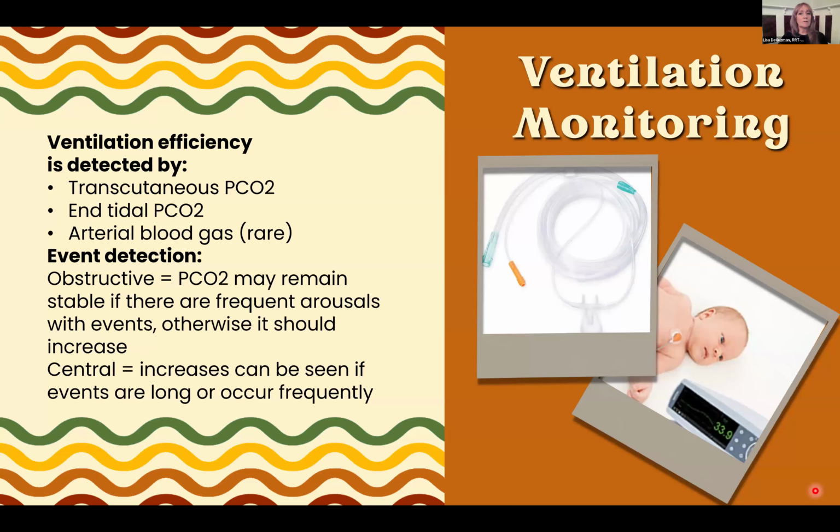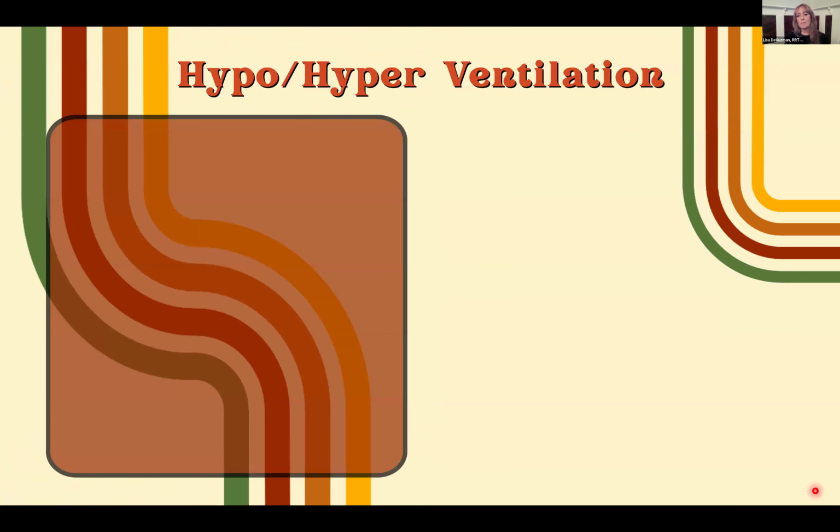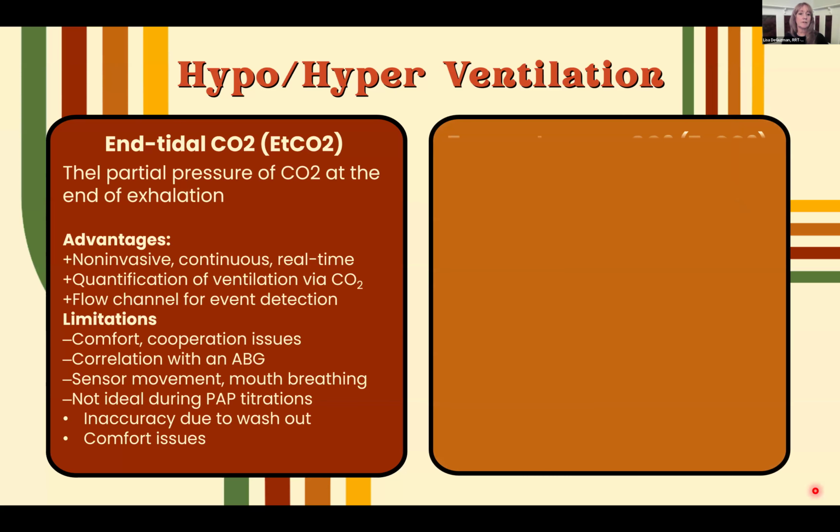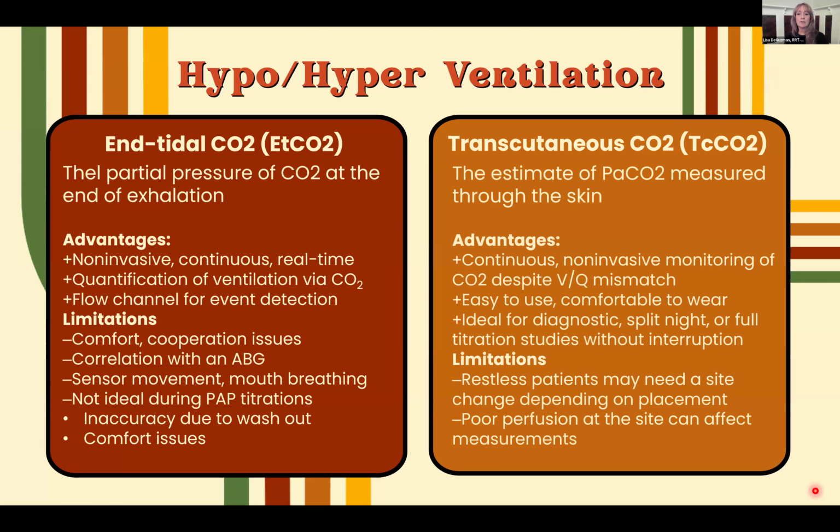But if they're rousing a lot and doing a lot of catch-up breathing, you may not see that climb. Central events, if they're long enough and frequent enough, you should see a climb in your CO2 value. Hypo and hyperventilation. The partial pressure of CO2 at the end of exhalation is what end-tidal CO2 reads. Transcutaneous is looking at the estimate of your arterial CO2 measured through the skin.